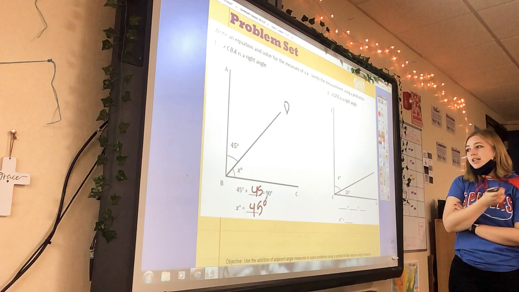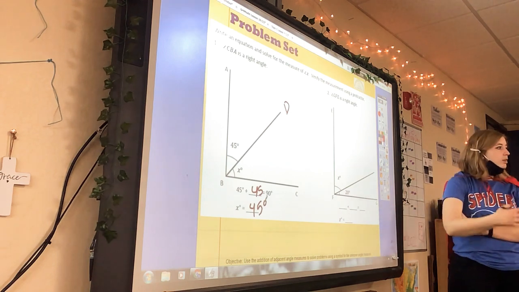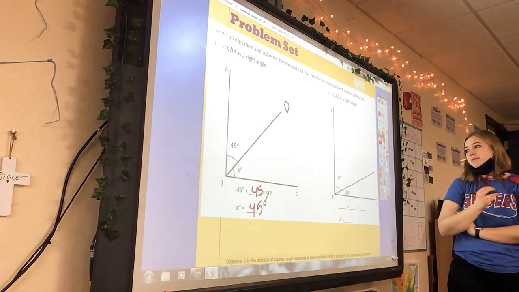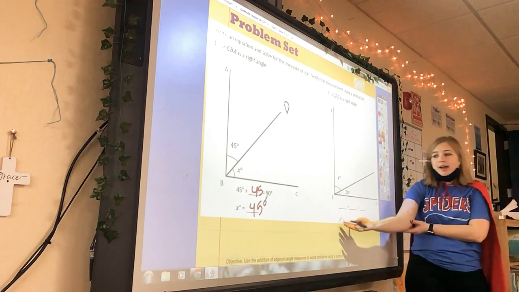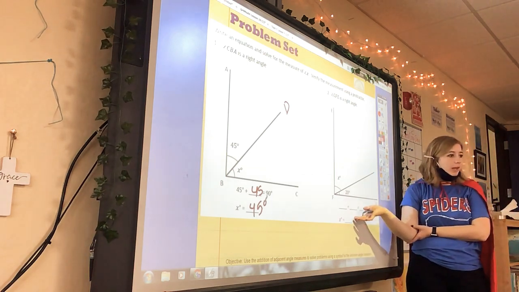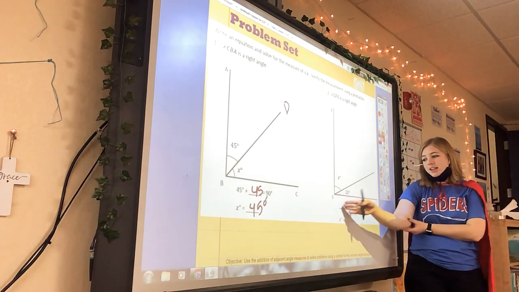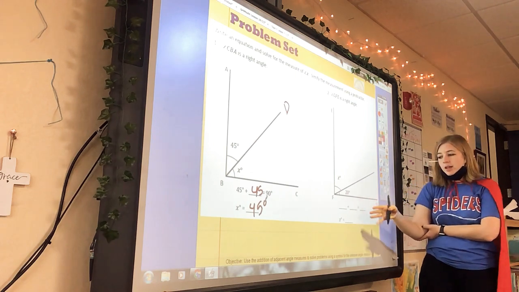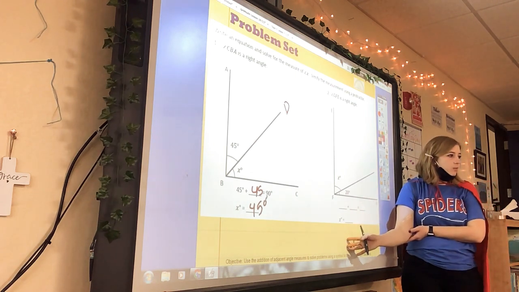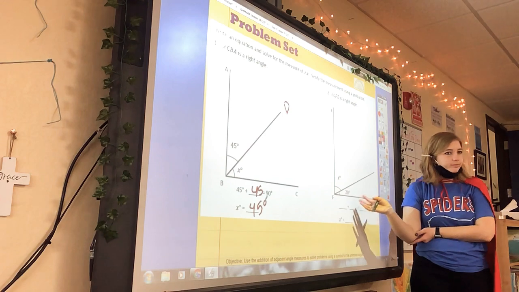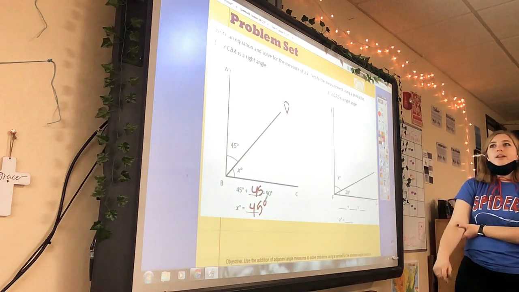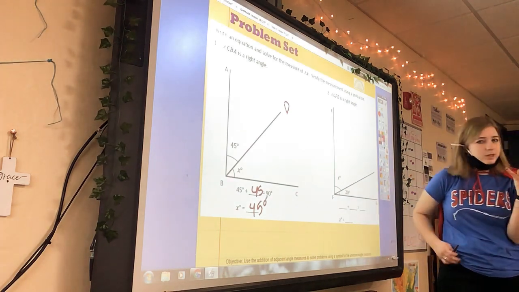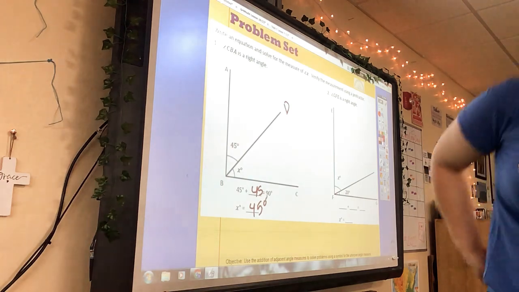Everybody with me? So that's all you have to do. If you have to do some math on the side, that's totally fine. But then it's going to have you write the equation yourself. So you have to say, okay, this plus this equals this, and then x equals this. Everybody got that? Okay. I think you're ready for the problem set. It's only 4 problems, so it's really not that bad.